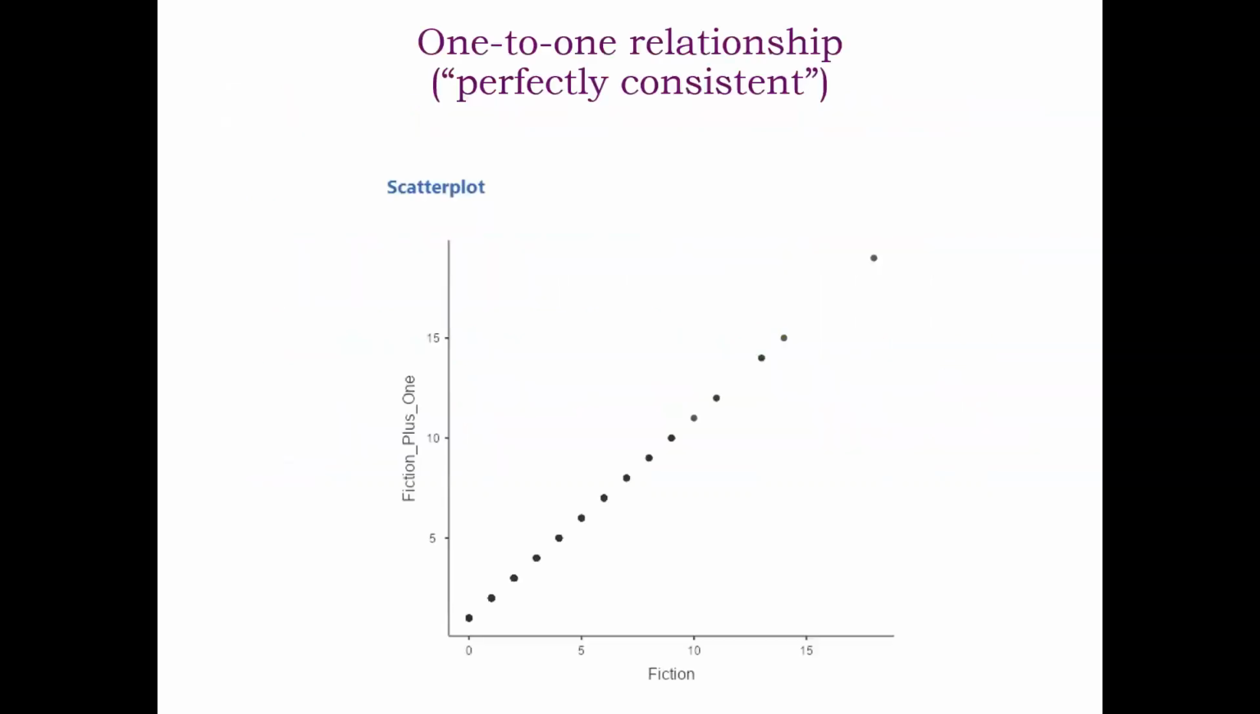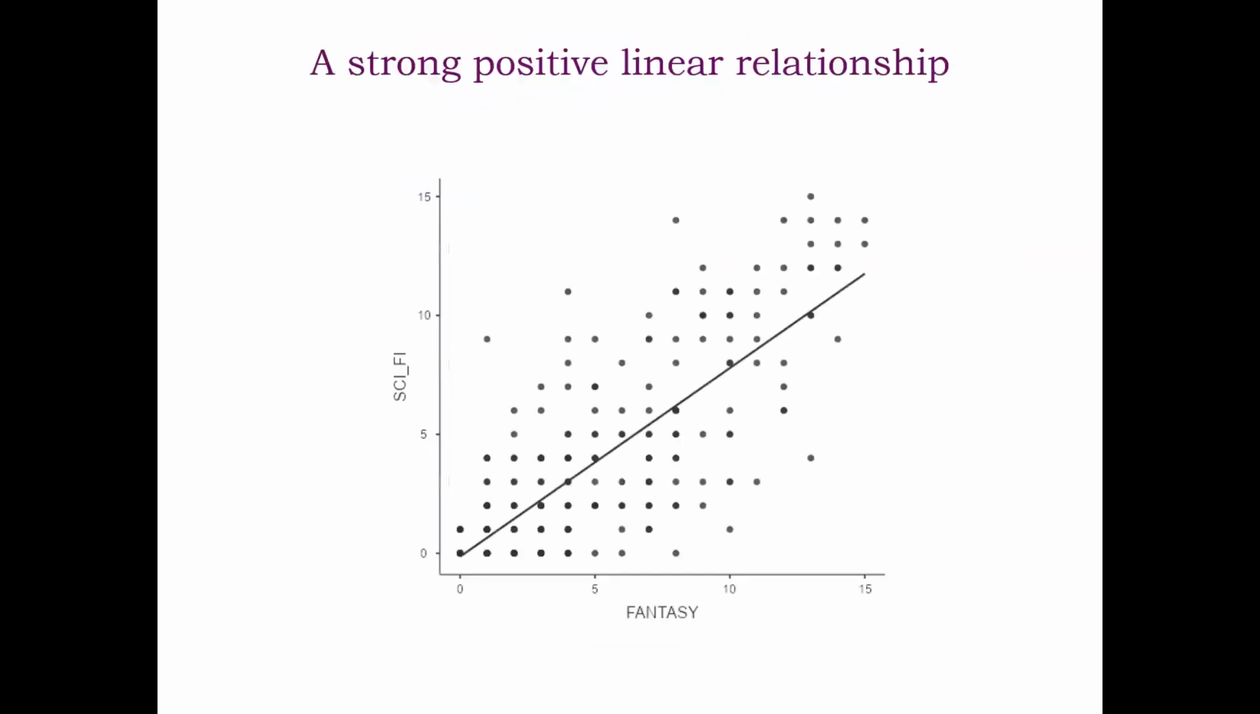We'll look at that. So one-to-one relationship, I created this with fictional data, just x plus 1. So 0 on x is 1 on y, right? This is perfectly consistent. Every value of x has exactly one corresponding value of y, and so forth. This is a strong positive linear relationship, okay? This slope that goes up, it's a steep slope, strong positive.